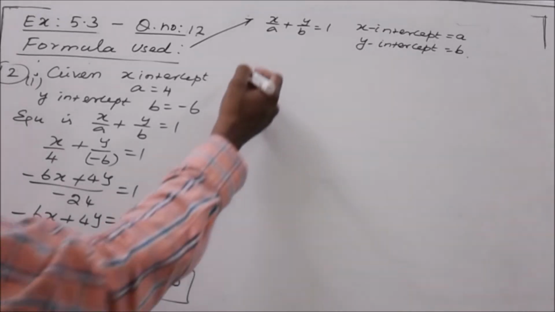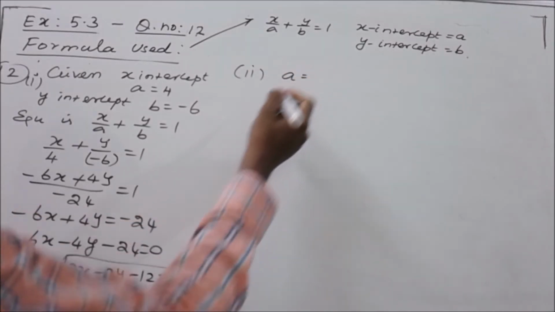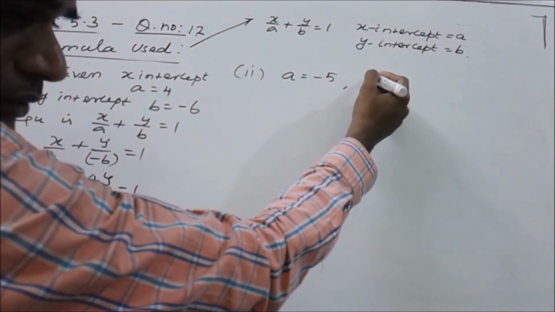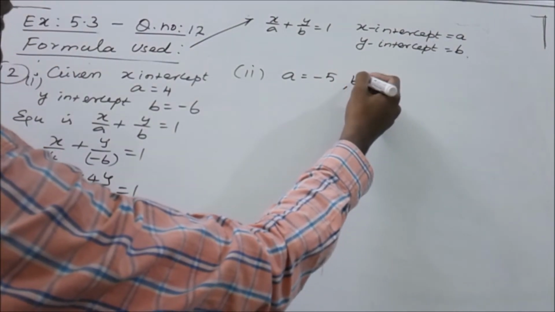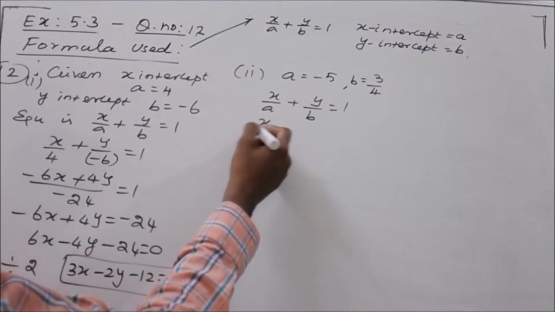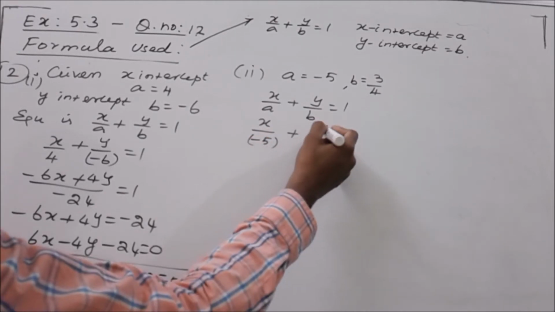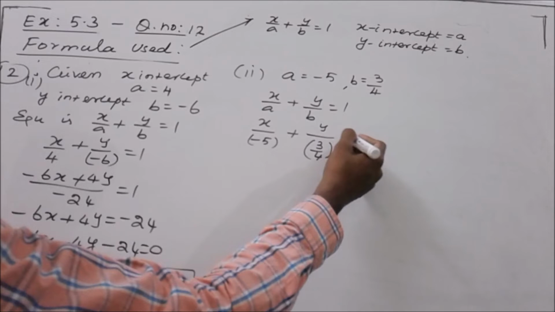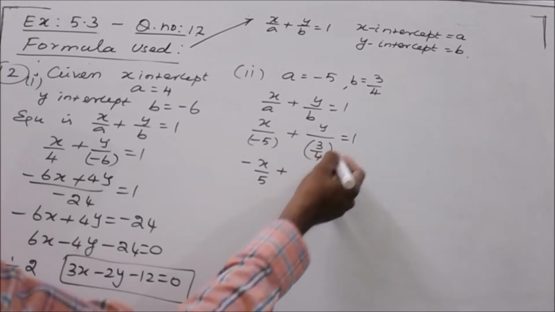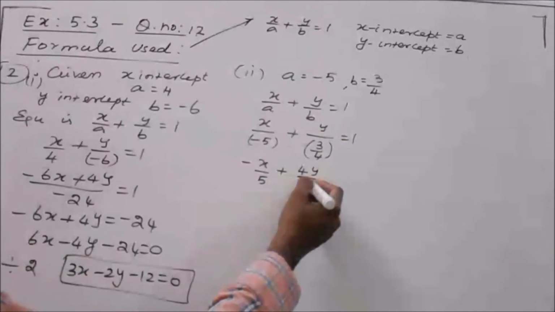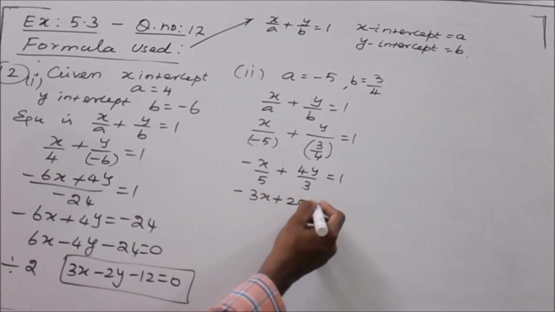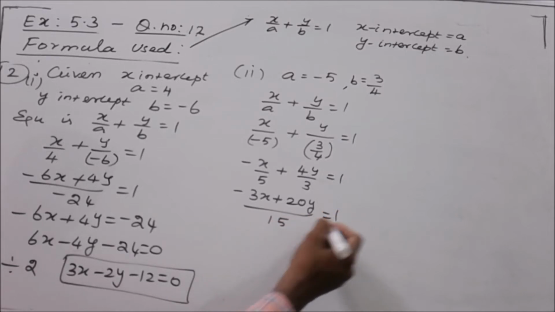In the second subdivision, given a = -5 and y-intercept b = 3/4. Substitute in x/a + y/b = 1. Then x/(-5) + y/(3/4) = 1. Then -x/5 + 4y/3 = 1. Now cross multiply, (-3x + 20y)/15 = 1.